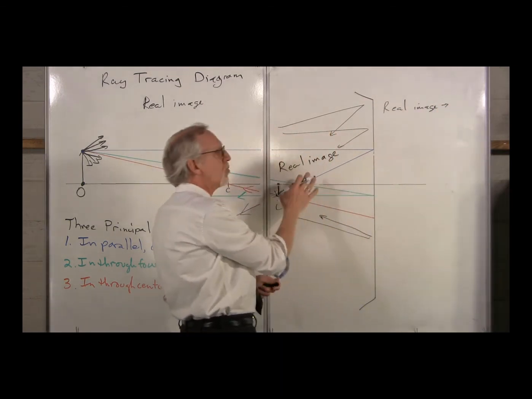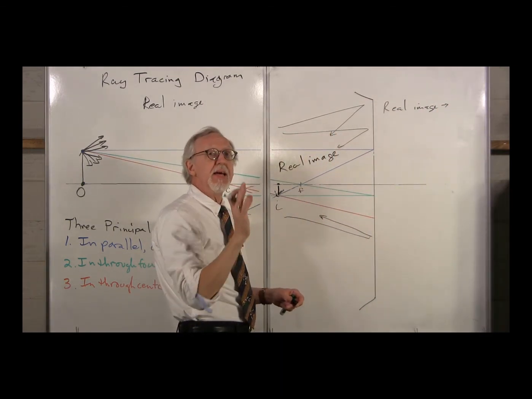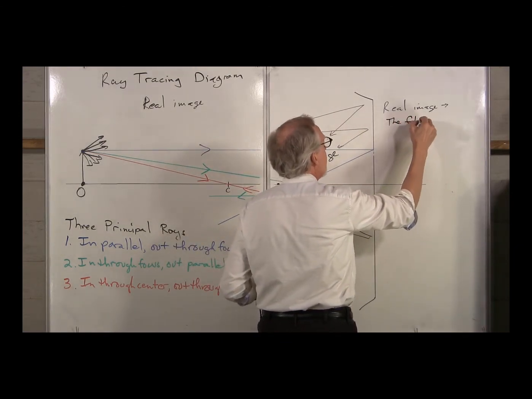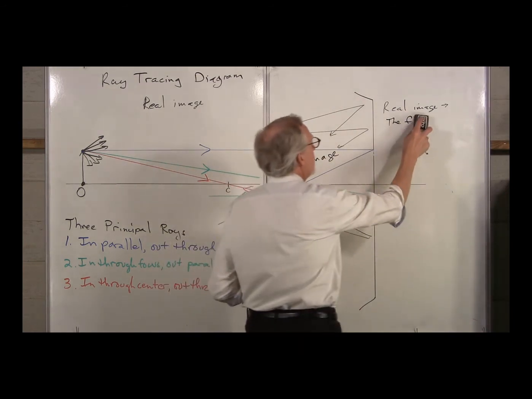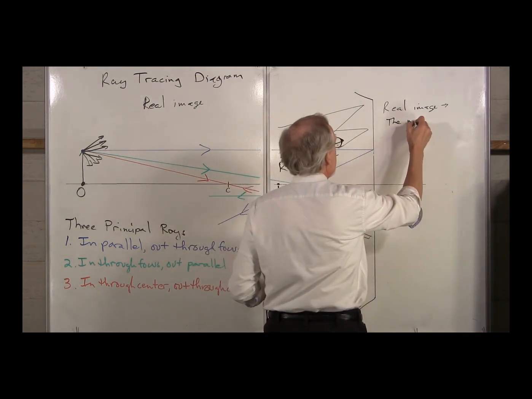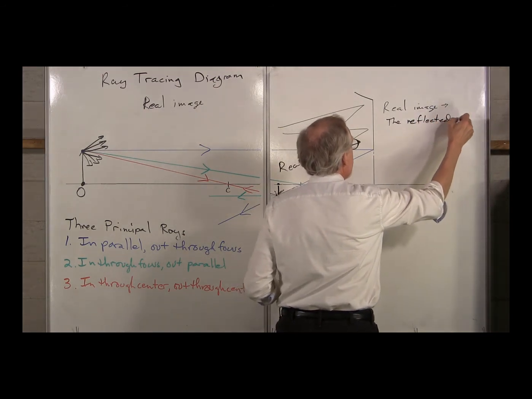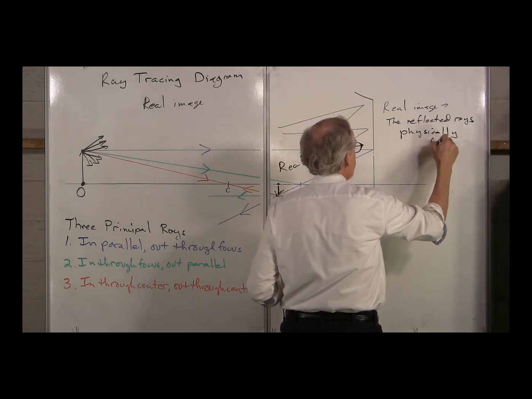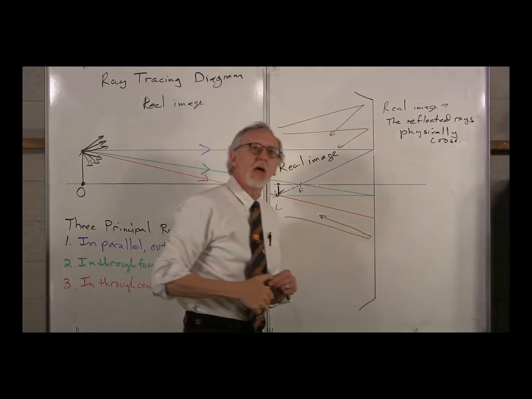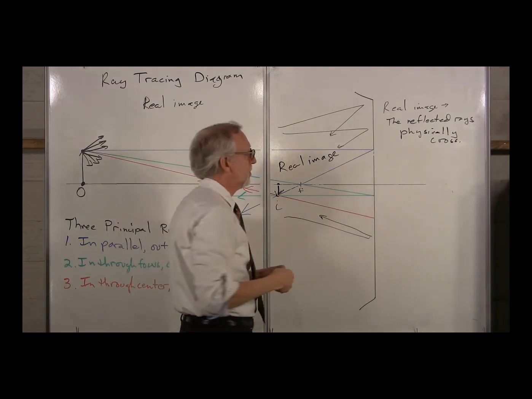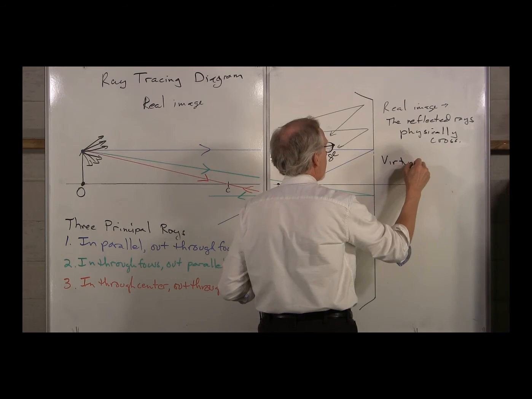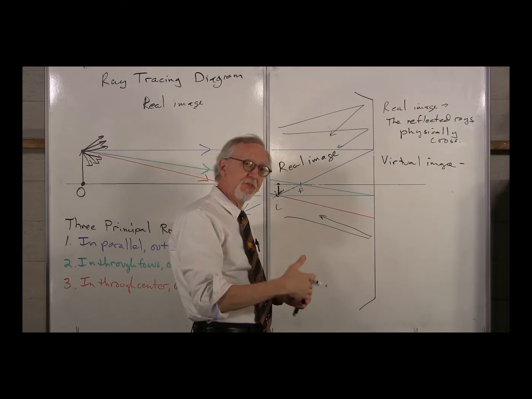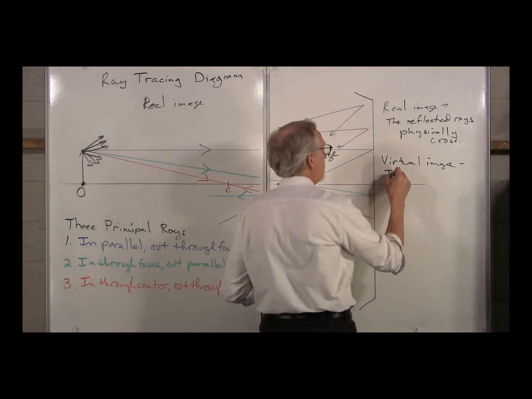and in this case, what rays are we talking about? For a mirror, it's the reflected rays. So a real image, the reflected rays physically cross. If it is not real, it's a virtual image. For a virtual image, we can just say the opposite. The reflected rays do not physically cross.